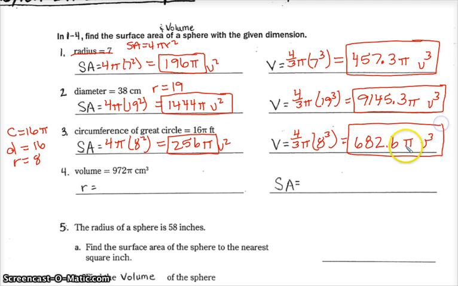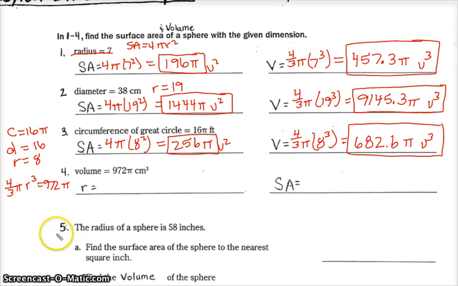Okay. Last example I'll do, I need to work backwards from the volume. First things first, I want to write down my volume formula. That's 4/3 pi times the radius cubed. I know that's equal to 972 pi.